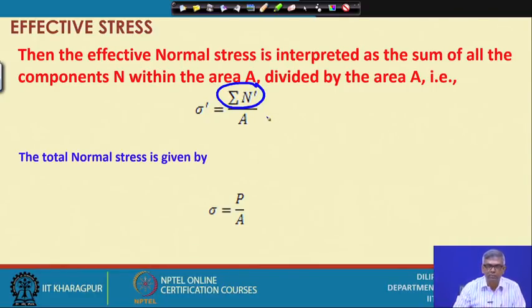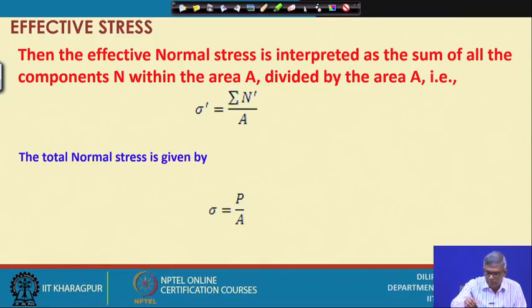And the total normal stress, as we have defined, sigma, will be the force P applied over the cross sectional area A. So, that is by definition the total stress sigma.